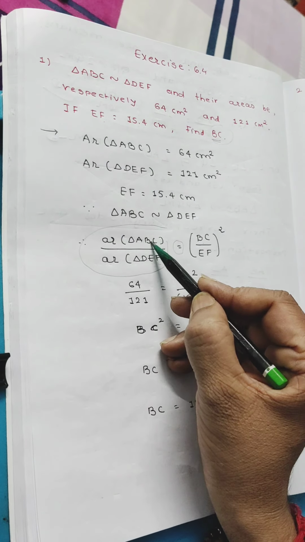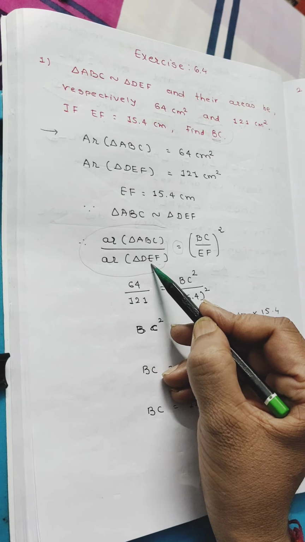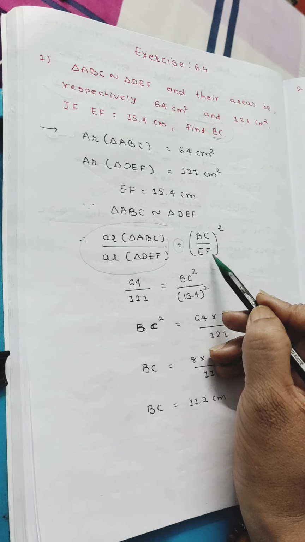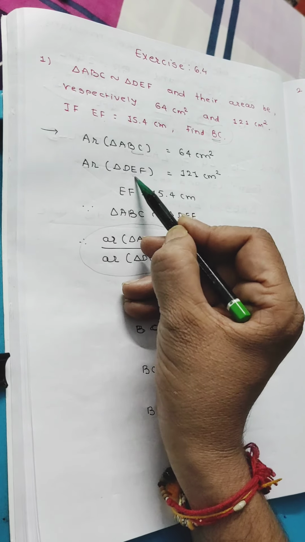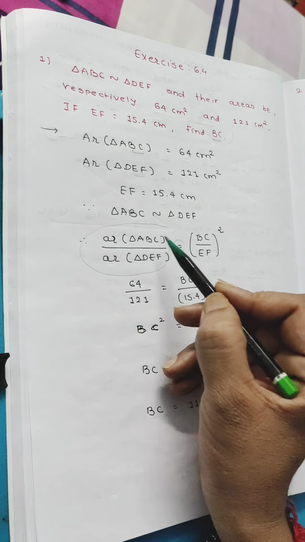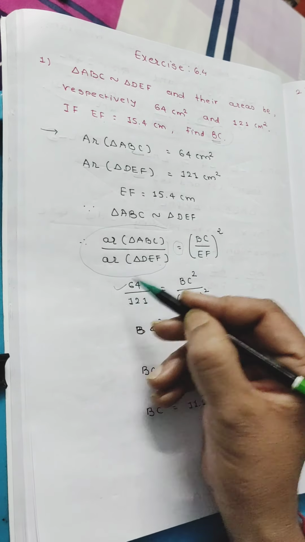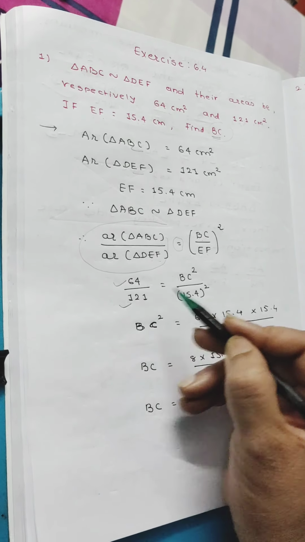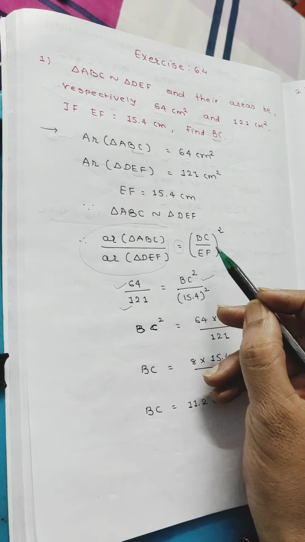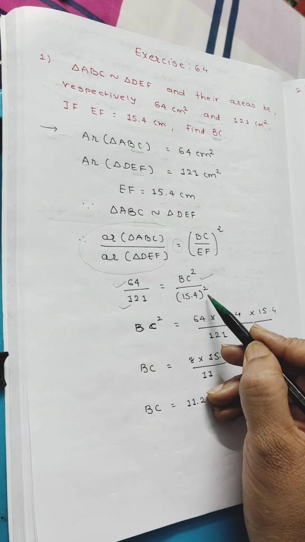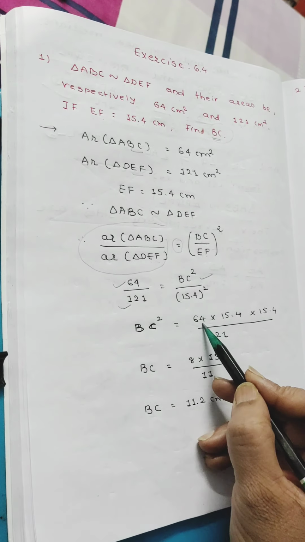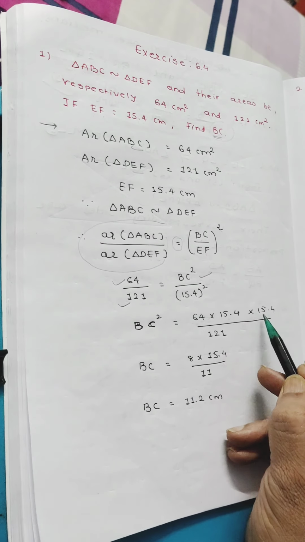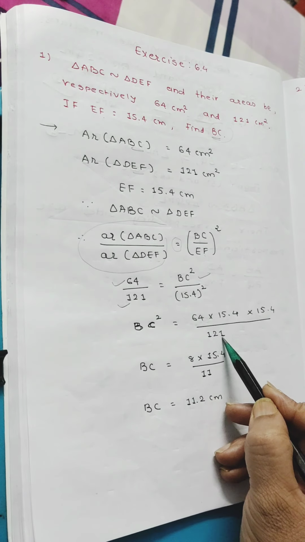So area of triangle ABC upon area of triangle DEF is equal to BC upon EF whole square. Area of triangle ABC is 64 and DEF is 121. BC square upon EF square, where EF is 15.4 whole square. So BC square is equal to 64 into 15.4 into 15.4 divided by 121.